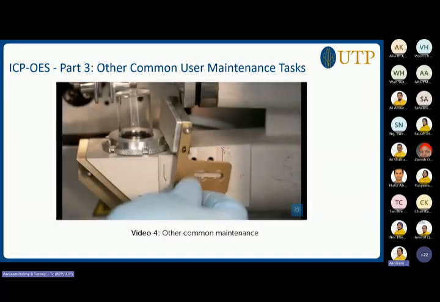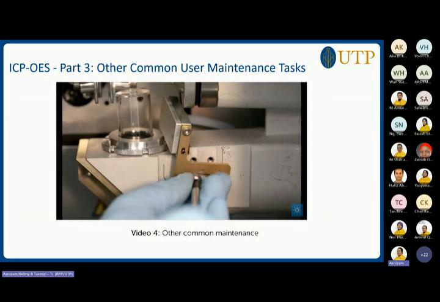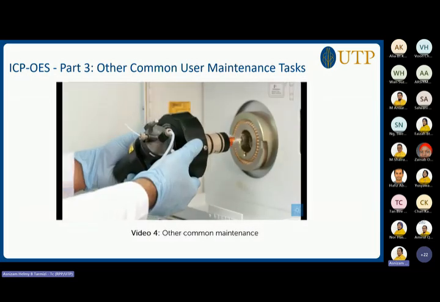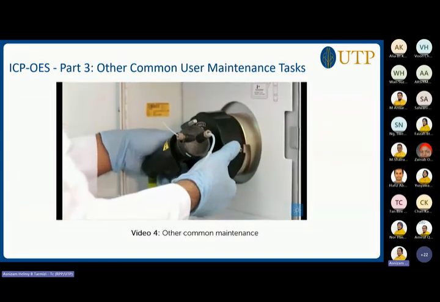Replace the shear gas nozzle assembly. Screw the retaining plate in place carefully. Replace the torch and the spray chamber assembly.